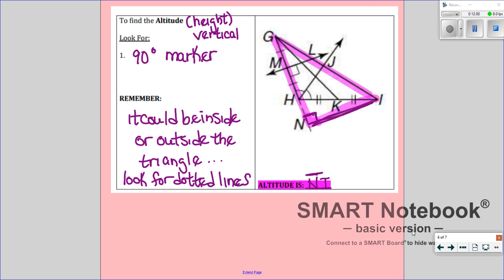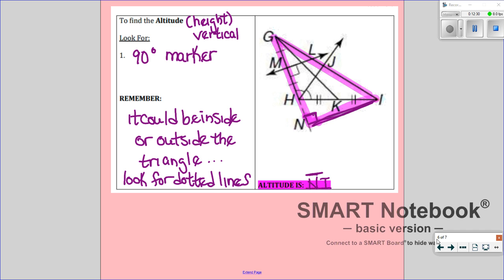And altitude is basically the height of the triangle. It could be outside or inside. If it's outside the triangle, then look for dashed lines that intersect with it, and then you find your height. And perpendicular bisector again has two congruent segments and a 90-degree marker. It has both, but don't get it confused with altitude, where you're looking for just a 90-degree marker, and the median, which only has two congruent segments.